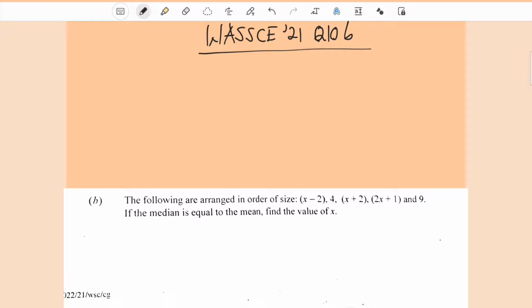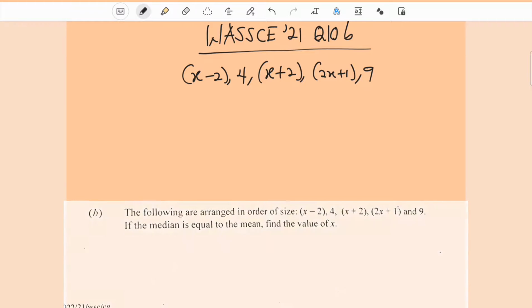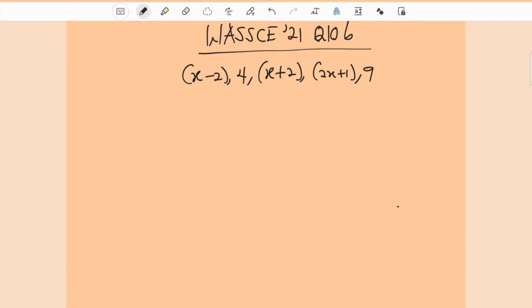So these are the values that we have here. We have x minus 2, 4, x plus 2, then 2x plus 1, and lastly 9. So these are the numbers that we have arranged in order. This means that the least value is x minus 2, then it moves on to the greatest value. So let's find the median out of this data.